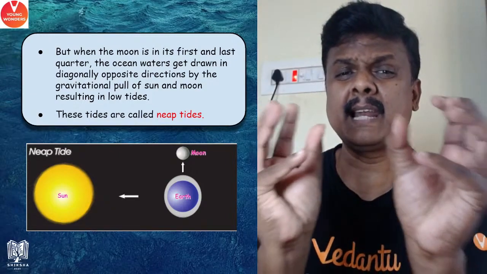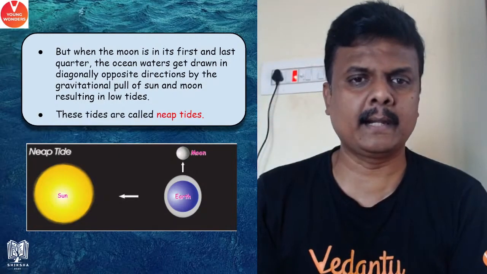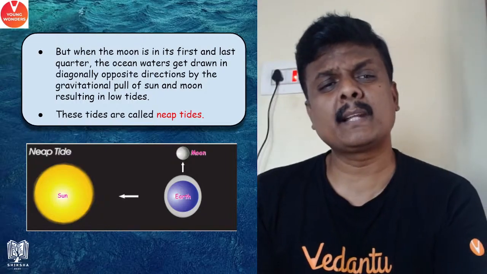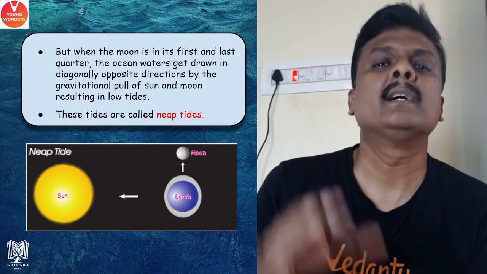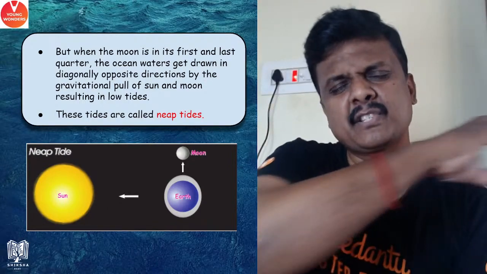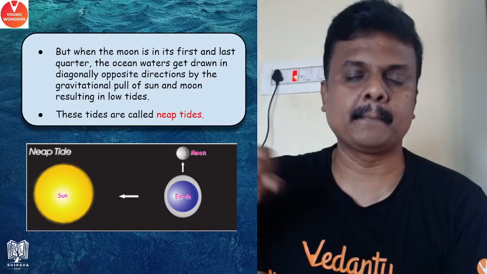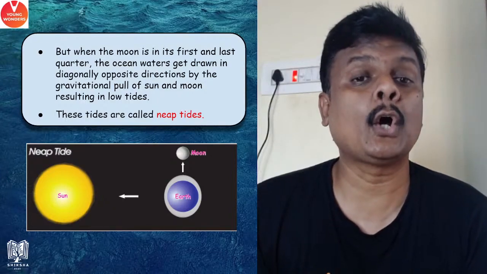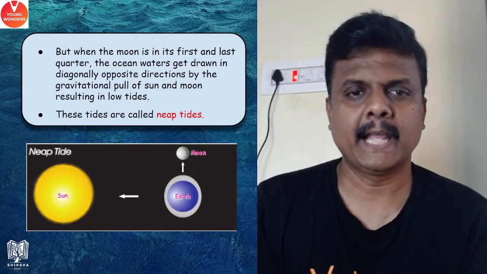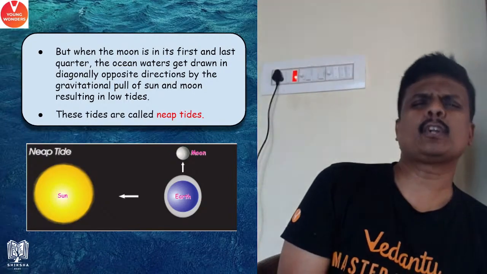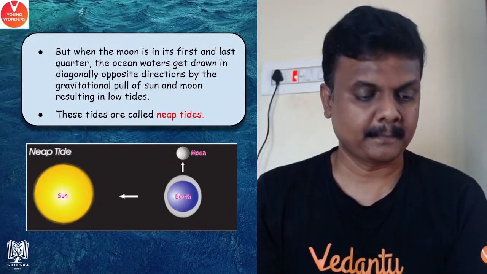But during the first and last few days, the quarters as we call them, there is low tide. Ocean water generally gets drawn in the opposite direction, because of which water is not so forceful, it will recede, causing low tides. So low tides are also called neap tides. High tides are called spring tides. Everyone clear? Guys, don't complicate it, it's pretty simple.